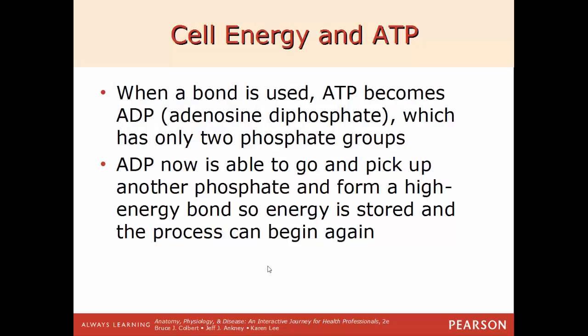Now when that bond gets used, ATP becomes adenosine diphosphate because you have 2 phosphate groups. So 3, and then breaking a bond, you only have 2 left. That's why it's ADP. Now that compound, ADP, is free to travel and pick up another phosphate to become ATP once again.